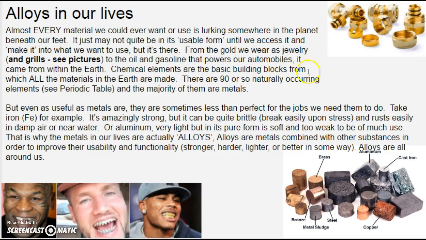Chemical elements are the basic building blocks from which all materials in the earth are made. There are 90 or so naturally occurring elements, as I can see on the periodic table, and the majority of them are metals. But even as useful as metals are, they are less than perfect for the job. Take iron, for example. It's amazingly strong, but can be brittle, can break easily upon stress, and it rusts in damp air near water. Or aluminum, very light in its pure form, but it's too soft and too weak to be much use. So that is why the metals in our lives are actually alloys.